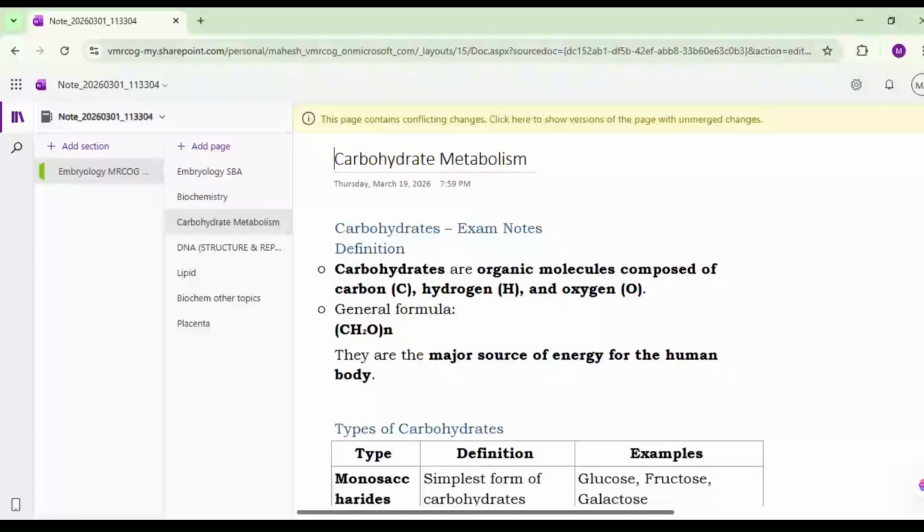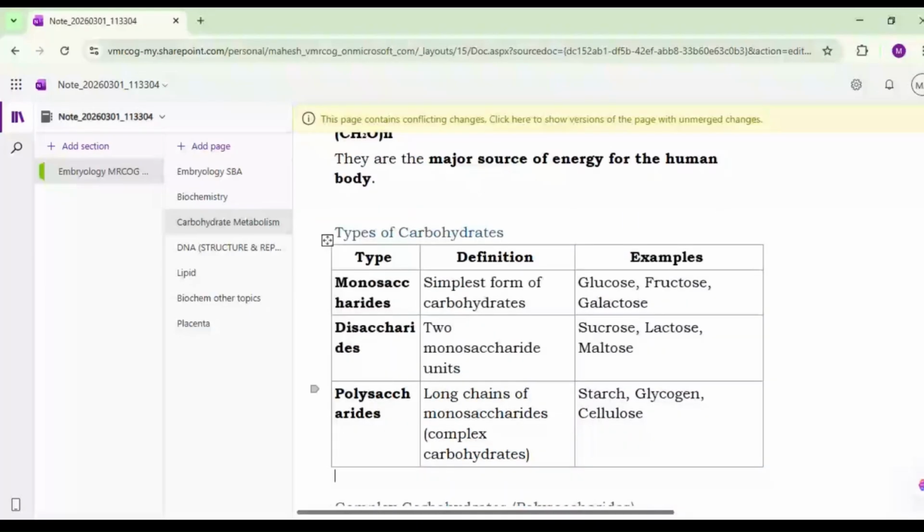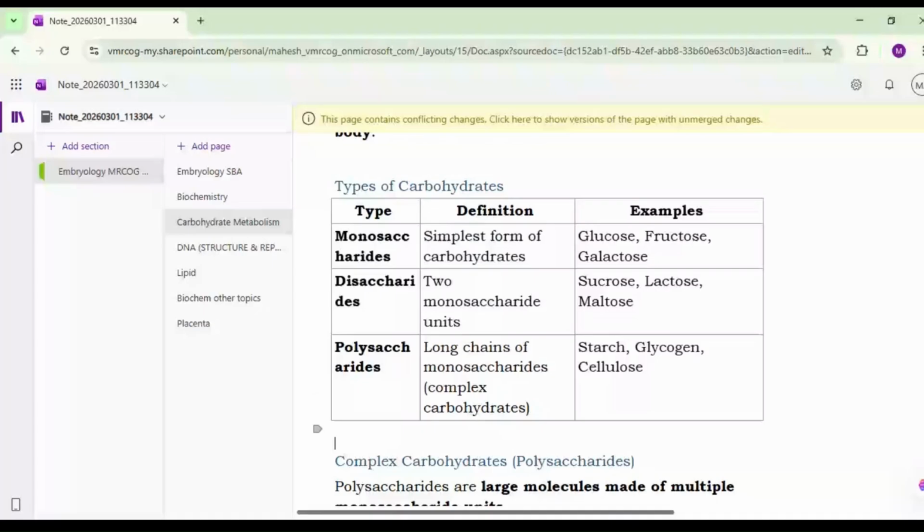These are organic molecules composed of carbon, hydrogen and oxygen. So the general formula is (CH2O)n. They are the major source of energy for the human body. So what are the types of carbohydrates? These carbohydrates are of three types, that is monosaccharides, disaccharides and polysaccharides.